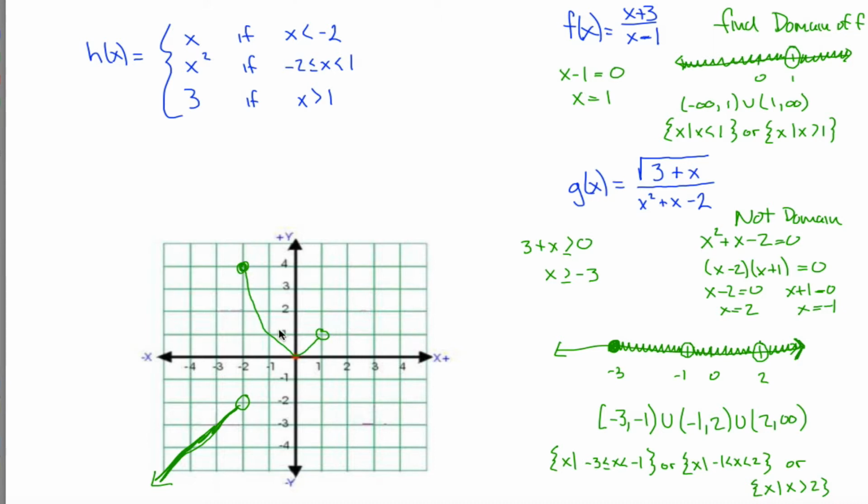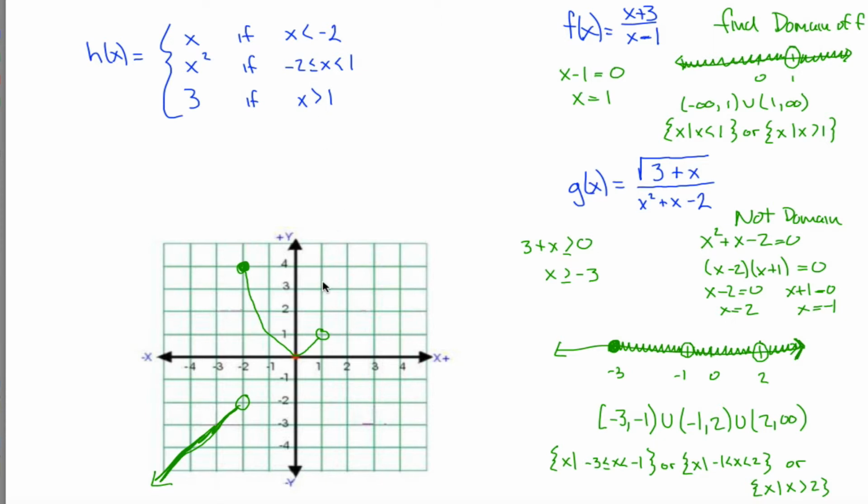There's this U-shaped graph. It's what's called a parabola. And note that I don't want to draw the entire parabola. I just want to draw it from negative 2 up to positive 1. I want to include the point at negative 2, but I do not want to include the point at positive 1. And then finally, I want a height of 3 anywhere that x is greater than 1.